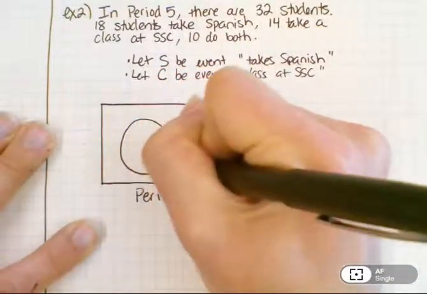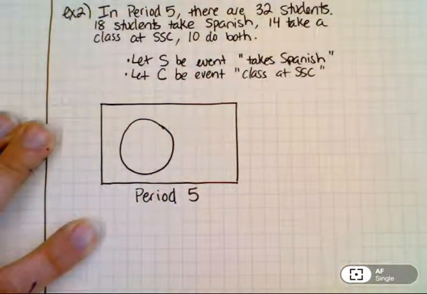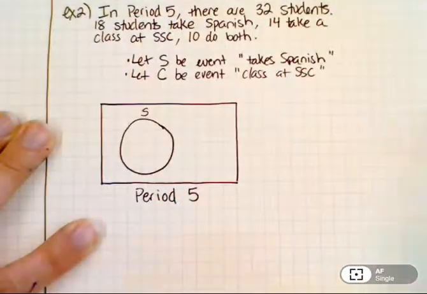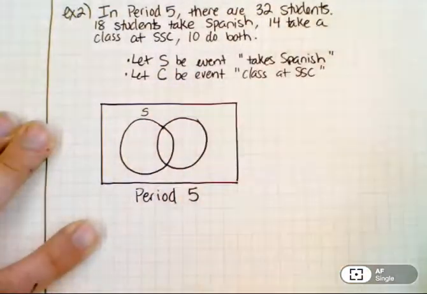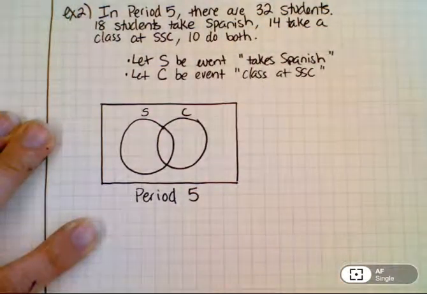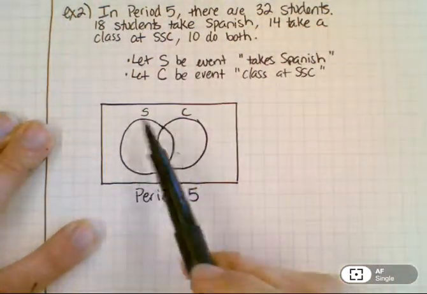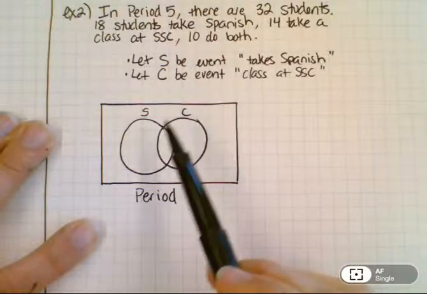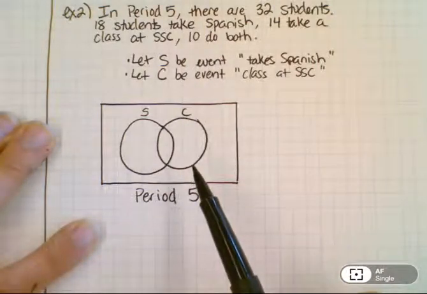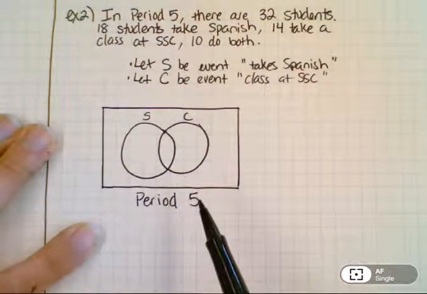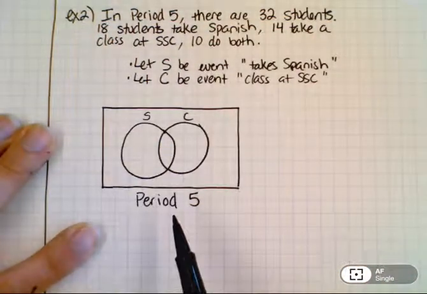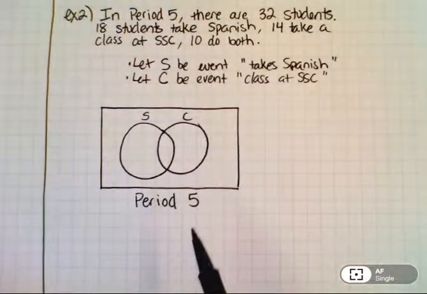We get one circle for each event. So that circle is going to be event S. That circle is going to be event C. So the students in this circle take Spanish. The students in this circle take a class at Sabin-Schellenberg. And we're going to try to place all 32 students in this universe somewhere where they belong.